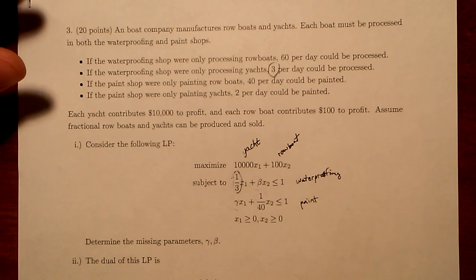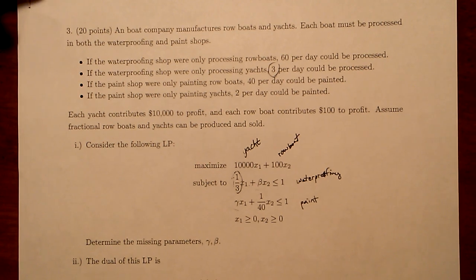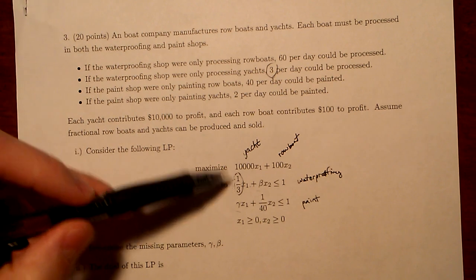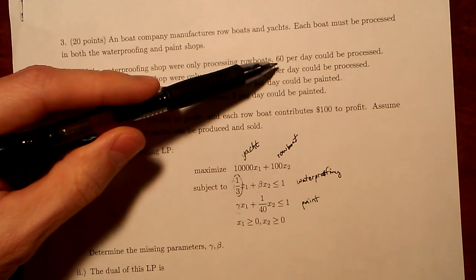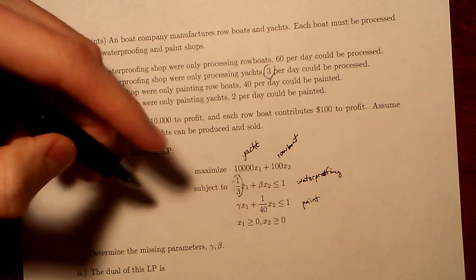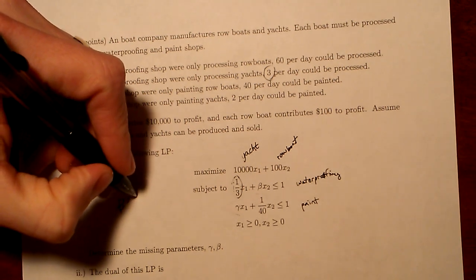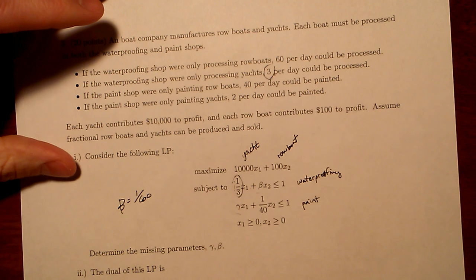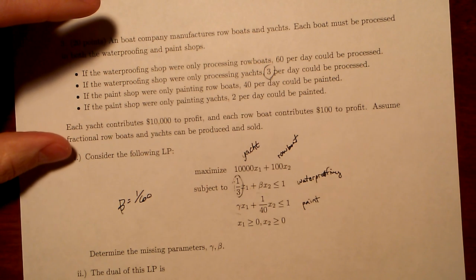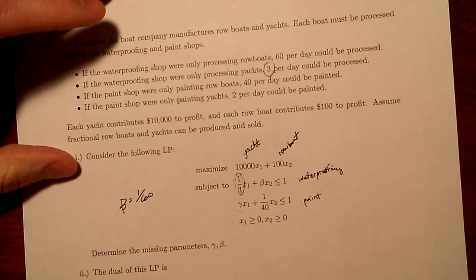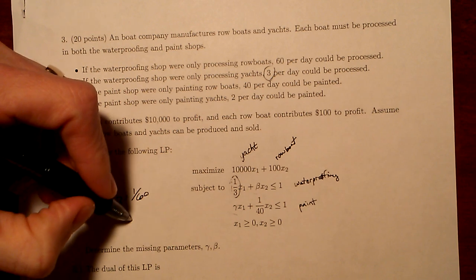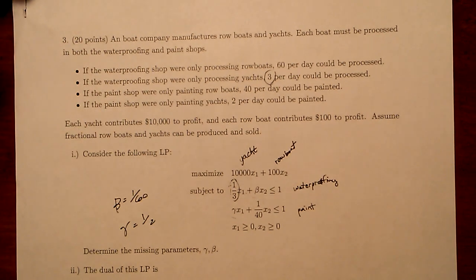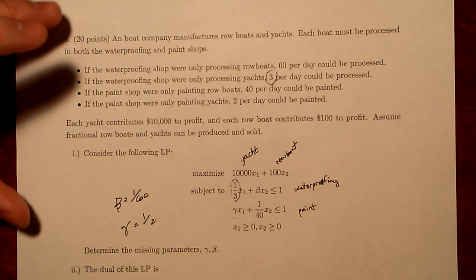Once you knew that, it would have been fairly easy to determine the values of the missing parameters. The waterproofing shop can do 3 yachts per day or 60 rowboats per day. So that would have meant that beta was 1/60. And then it says the paint shop could do 2 yachts per day or 40 rowboats per day. The 1/40 you already see, so that means the missing one, gamma, is 1/2. Okay, so that was the first part of it.